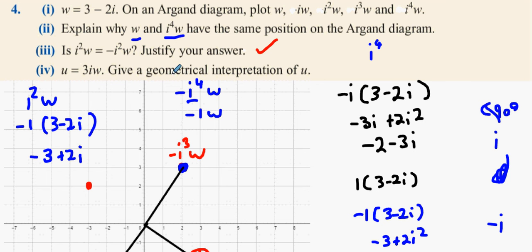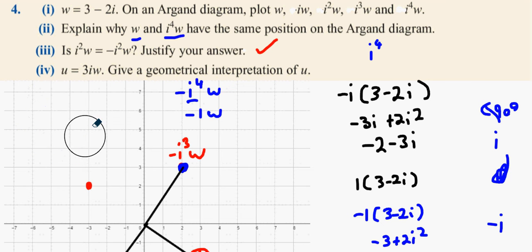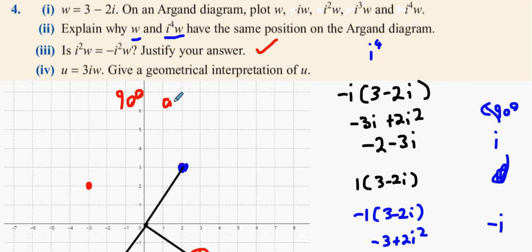Alright, guys, what does 3iW do? What's the geometric interpretation of 3iW? 3 times the length and rotate W by 90 degrees in what direction? 90 degrees anti-clockwise and increase the length by a factor of 3.